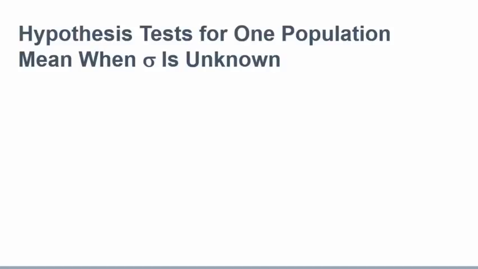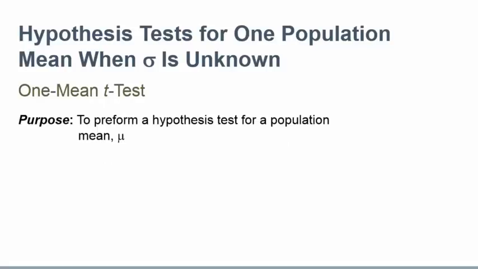Hypothesis tests for one population mean when sigma is unknown. One mean t-test. Purpose: to perform a hypothesis test for a population mean mu.